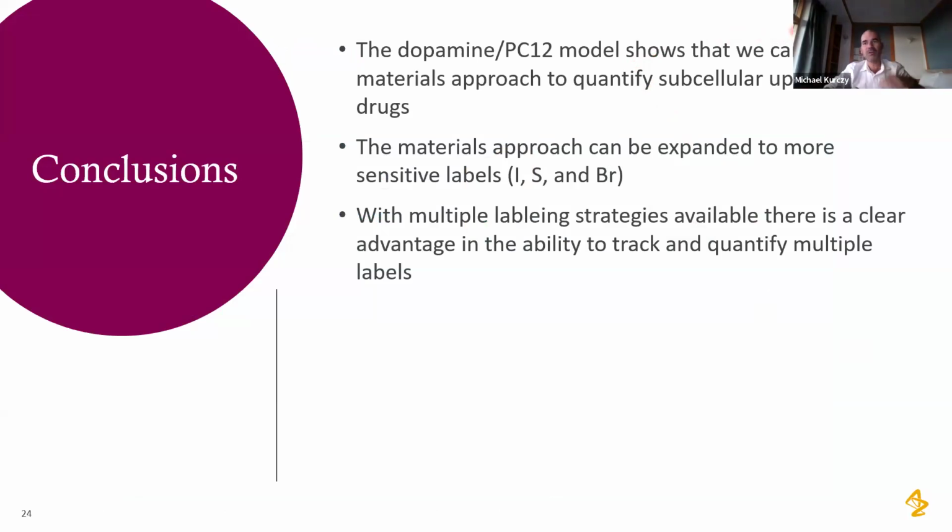This materials approach can be expanded to different types of labeling strategies, and we can be clever, especially if we know a lot about the metabolism of our molecule. Clearly we knew that the L-dopa would be converted into dopamine inside the vesicles. So that was sort of a confirmation that we were looking at dopamine. And the multiple labeling strategies have the ability to track different parts of molecules. So we've been playing with that a bit at the company, but yeah, we're really excited about it.